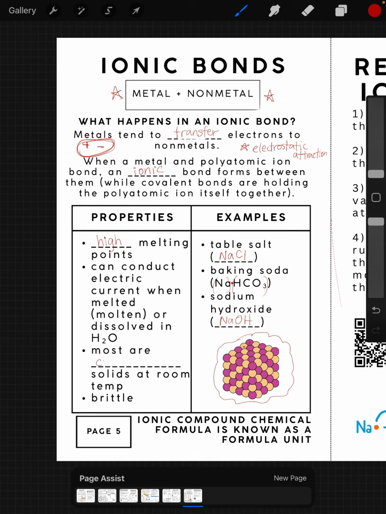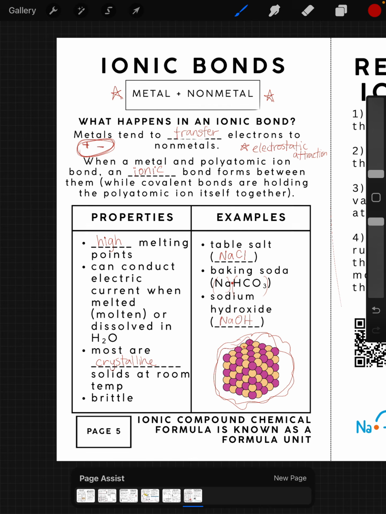Most ionic solids are going to be crystalline solids at room temperature, which means they're going to be in a crystal lattice structure, kind of like this picture. So if you think about salt, you ever looked at the little cubes, teeny tiny cube pieces of salt? That's what we're talking about. And then finally, they're brittle. They break pretty easy.